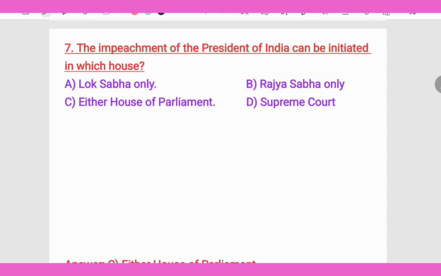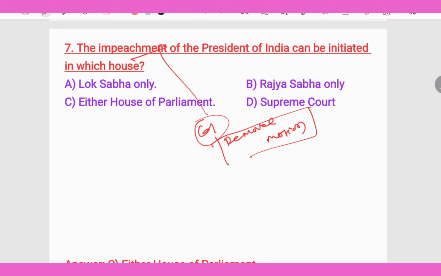The next question is, the impeachment of the president of India can be initiated in which house? Impeachment, Article 61. It is the removal motion of the president. Remember, the president is removed only in the case of violation of the constitution. And this motion can be initiated in either house. Either house means Lok Sabha or Rajya Sabha.